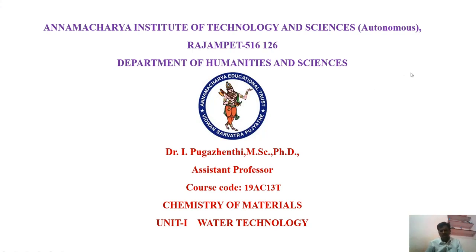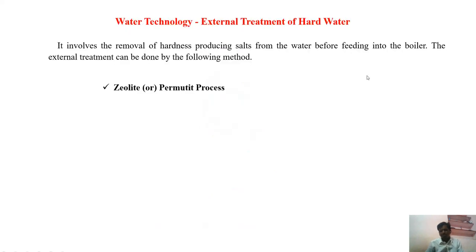In this session, we have to discuss external treatment of water. Already we have discussed ion exchange resins. Now we have to discuss the permutit process or zeolite process. So what is a zeolite? Zeolite is an inorganic material that is made up of aluminosilicates. These zeolites are used to treat water externally before feeding it into boilers.